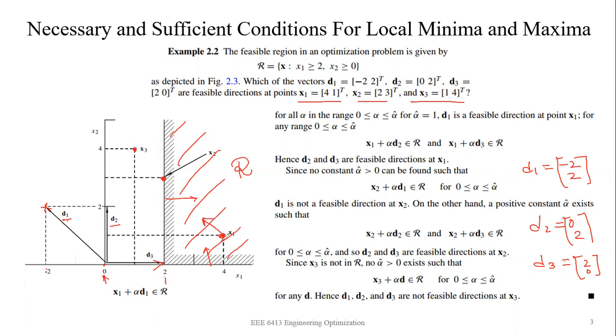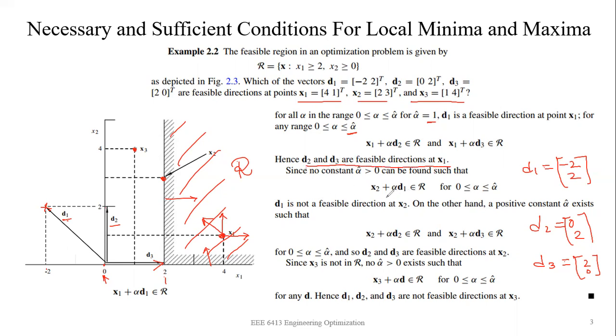And at X1, the direction D2 will be something like this, going up. And the direction D3 will be something like this. And as we said, alpha hat can be 1, as it has been assumed here. So for any value between 0 and 1, all 3 directions D1, D2, and D3 are actually feasible for the X1 point. Whatever the direction you take, we are still within that bounded region, our feasible region. So you can say that all 3 are basically feasible directions for X1.